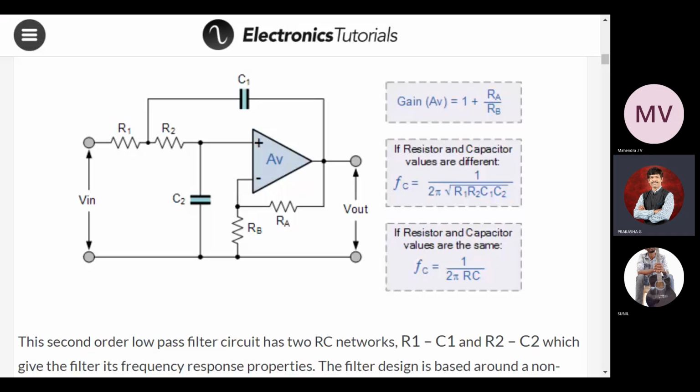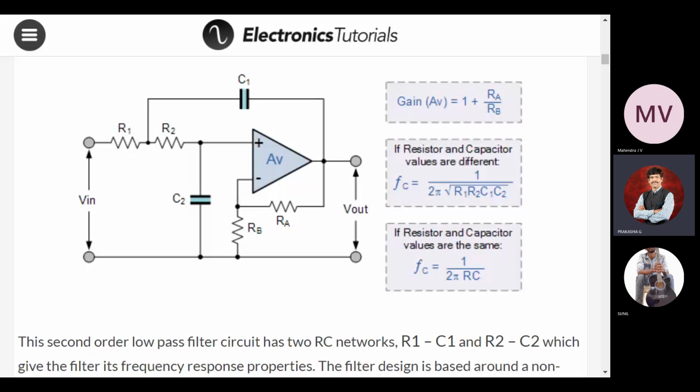This RA what we are getting is written as RF, and RB is written as R1. So I am making this as ground, connected ground. Now I need to have one more resistor here. This is R2, this is R1, and for this one I am giving the input signal. Here, one more capacitor, the second RC circuit.